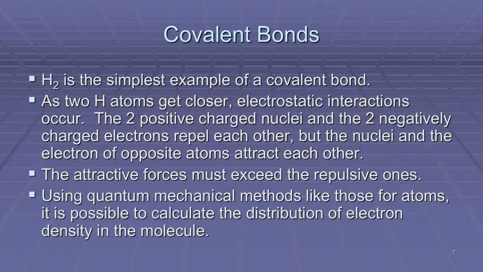2 hydrogen atoms. So as the 2 hydrogen atoms get closer, we've got all these interactions. We've got the two positive nuclei, which are going to be repelling each other, and then the 2 negative electrons repel each other also, but they start to attract: the positive of one attracts the negative electron of another, and so what happens is the 2 electrons end up being held in between the 2 positive ions.